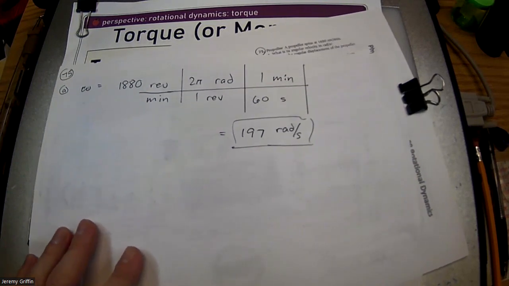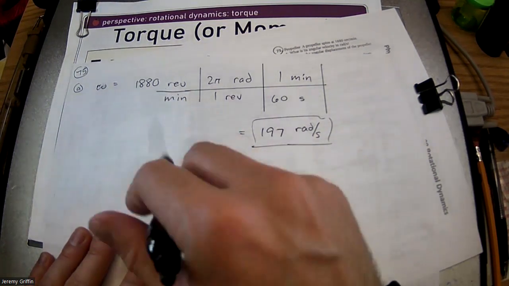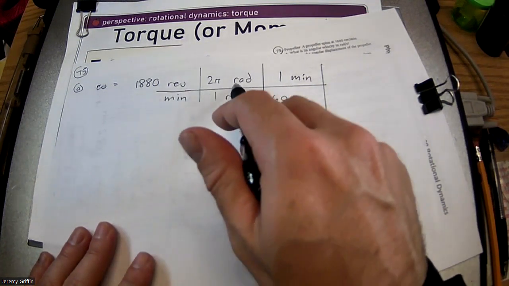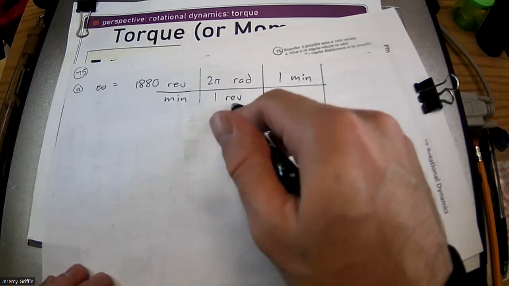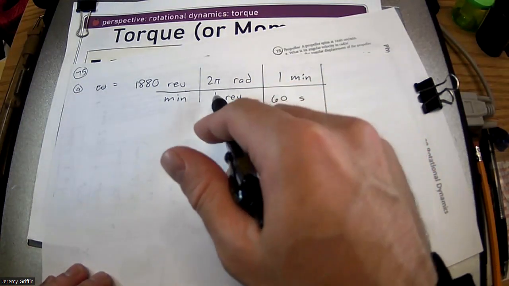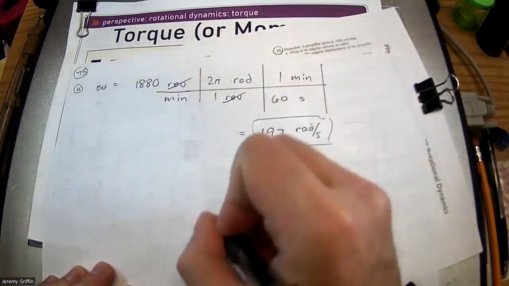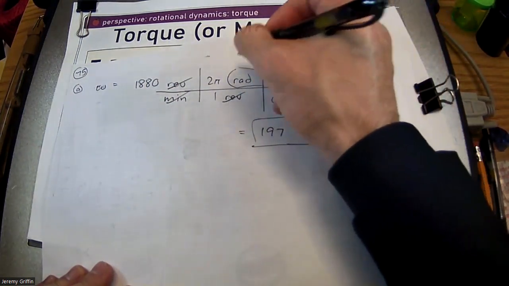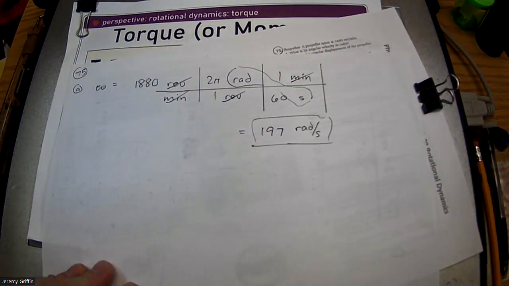All right, here, I'll show you guys. I did dimensional analysis, took 1880 revolutions per minute. I want radians per second, so I have to do two conversions: convert revolutions into radians and minutes into seconds. You guys know there are 2 pi radians in 1 revolution, kind of like circumference equals 2 pi r, a related idea. And there are 60 seconds in a minute. The way to set this up, revolutions goes away, minutes goes away, and you're left with radians per second, exactly what you're looking for. So multiply across the top, divide by 60, bam, 197 radians per second, just like that.